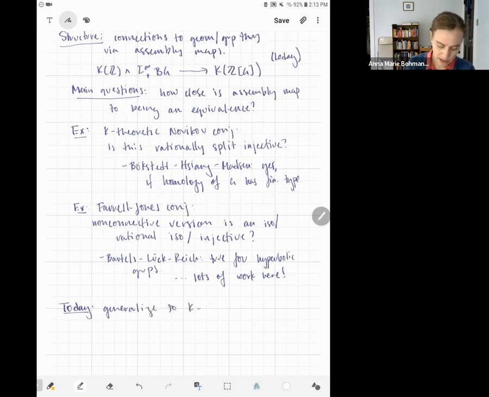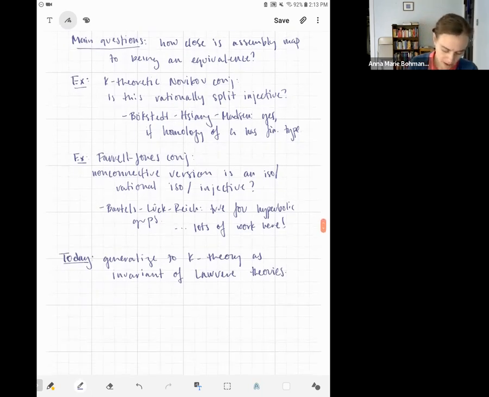So, thinking about K-theory as an invariant of Lawvere theories. And in order to tell you about that generalization, I should start by telling you what Lawvere theories are, and why this is a reasonable thing to try to do. Okay, so that's the next thing I'll talk about, Lawvere theories. But before I do that, I just want to see if there are any questions.